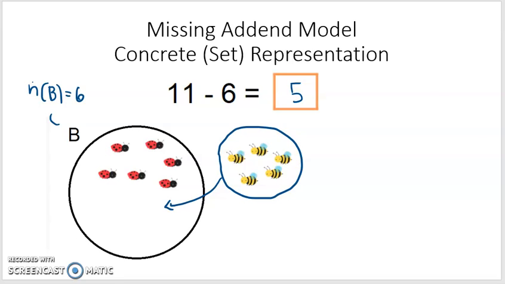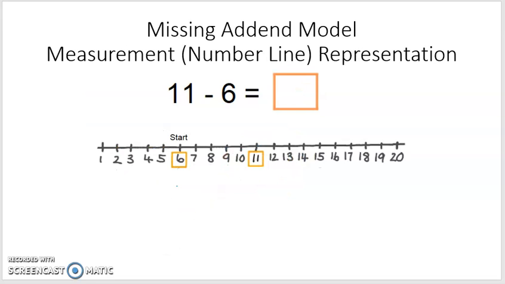Again, what makes it a missing addend? You start with 6 and you say, what do I need to add to 6 in order to get to 11? The final representation of a missing addend model, again, I'll do on a number line, and I'll do it with the same problem, 11 minus 6.